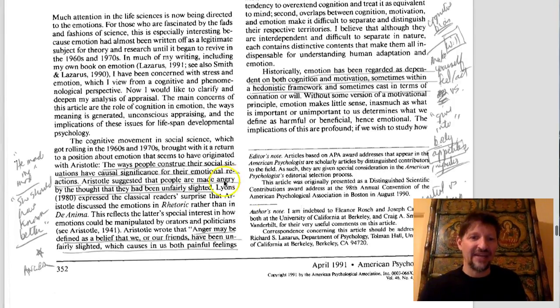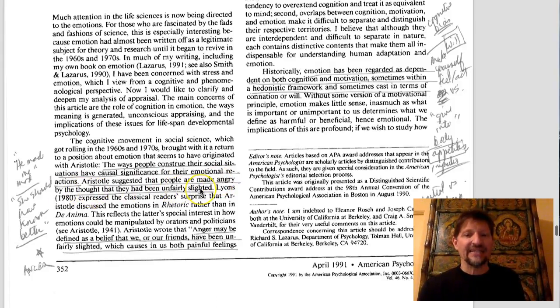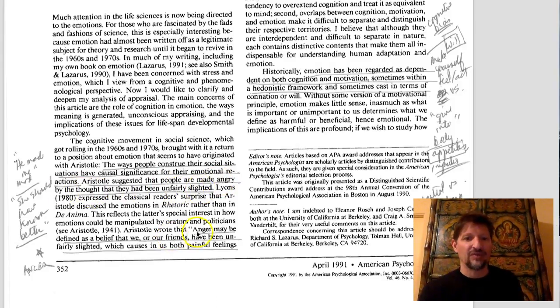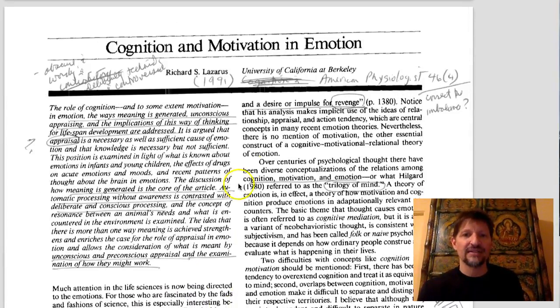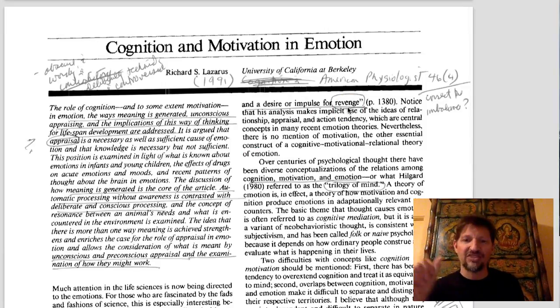He does get into anger a little bit. It's talked about here. The way people construe social situations has significance for their emotional reactions. Aristotle suggested that people are made angry by the thought that they are being unfairly slighted. We already talked about that. Aristotle wrote that anger may be defined as a belief that we or our friends have been unfairly slighted, which causes in us both painful feelings, right? And a desire or impulse for revenge or recovering. We spent so much time on this, so I'm not going to spend a lot of time on that.